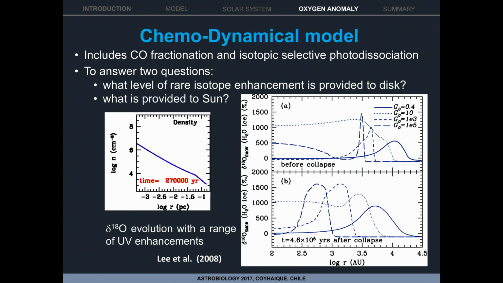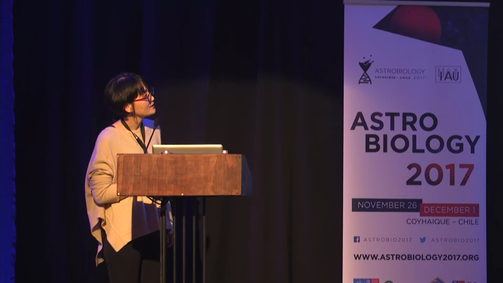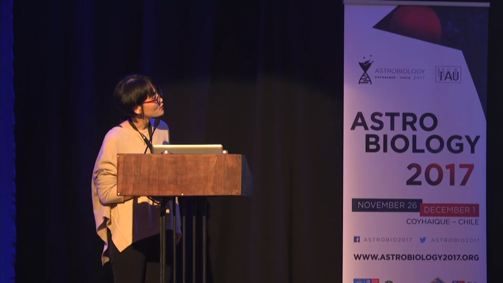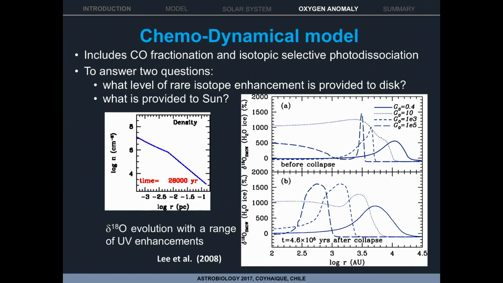This figure shows the result from several models with different G0 values, before collapse and 4.6 times 10 to the 5th years after collapse. G0 is a measurement of the strength of the local far UV radiation field relative to the standard interstellar radiation field, and photodissociation rates are scaled by this G0.